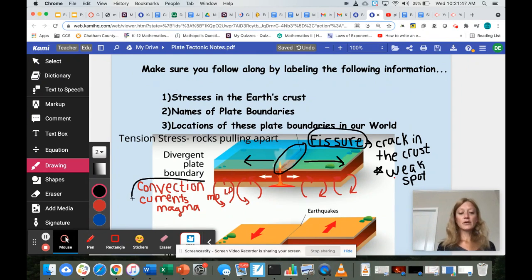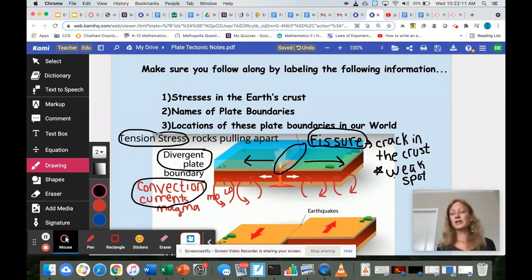The last thing that we need to add to this, besides this vocabulary word of a fissure and these two vocabulary words of convection currents, and this is a diverging plate boundary, is a type of stress that these rocks are causing. And the type of stress that these rocks are causing is tension stress. So go ahead and circle these and bring some attention to some of your literacy, right?